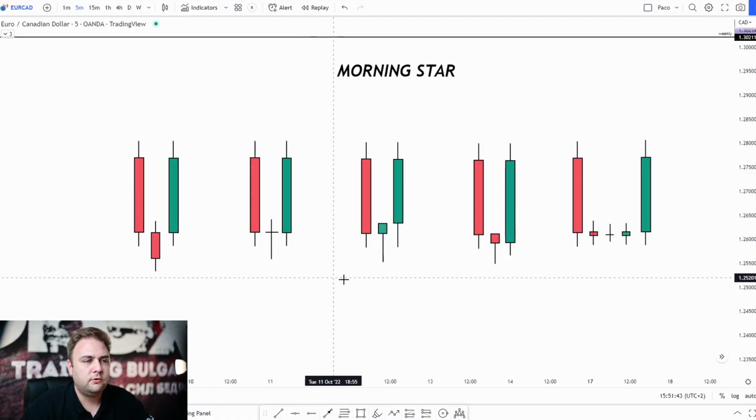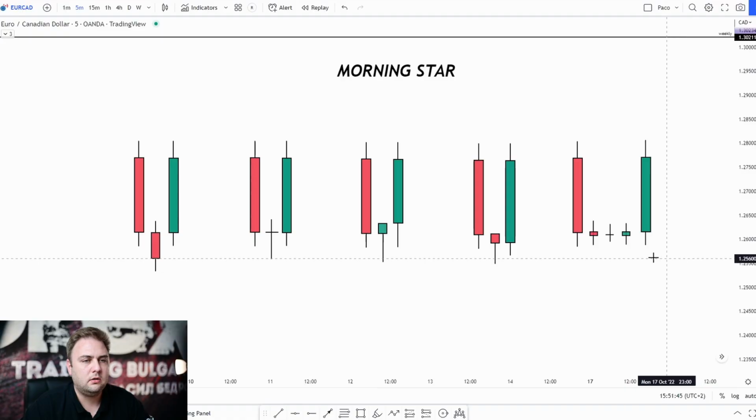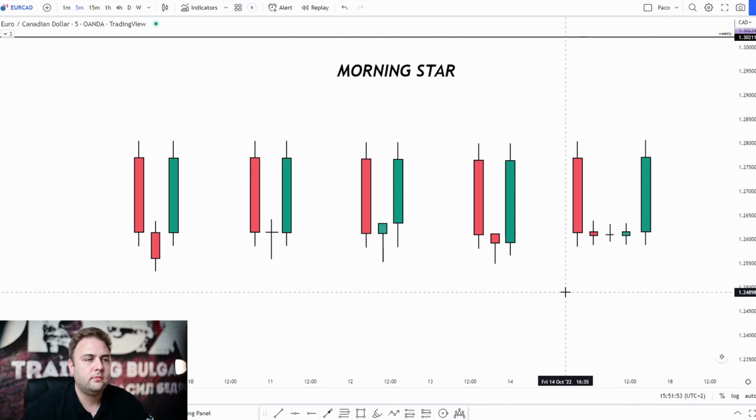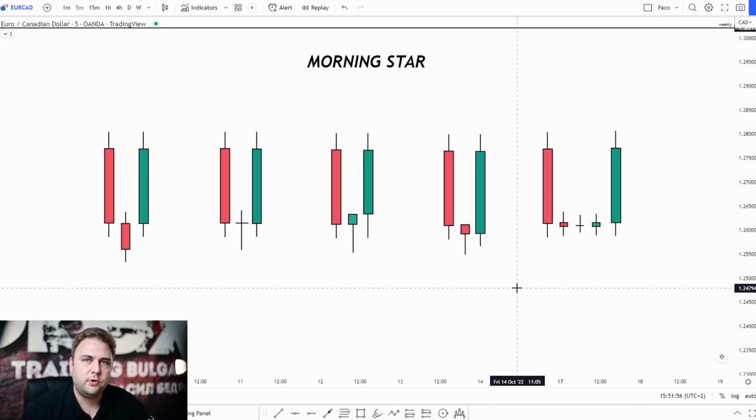Here you can see different examples of what the morning star looks like. It can also have more candles between the first one and the last one, just like this. After this candlestick formation, we expect that the price will start to move up and we are gonna expect a new bullish impulse wave. Now let's move to the next candlestick formation.